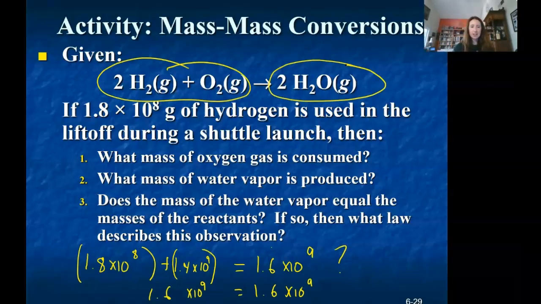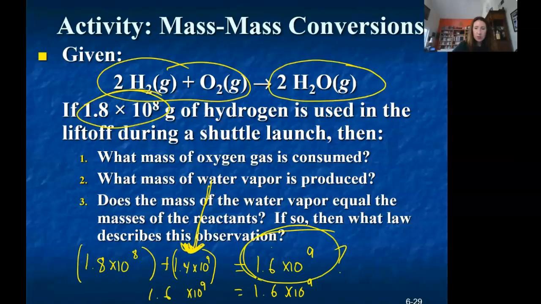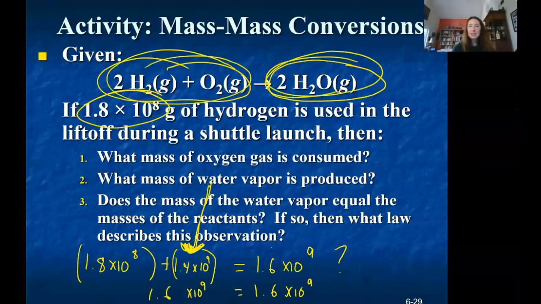Who remembers what law that is? Anyone? Law of conservation of mass? Yeah, this is the law of conservation of mass. We just did a lot of math, but we proved that it is true. So in rocket fuel, when they have 1.8 times 10 to the 8th grams of hydrogen, this is how much oxygen it takes to lift the rocket off. And then this is how much water is produced. So the mass of the reactants does indeed equal the mass of the products.